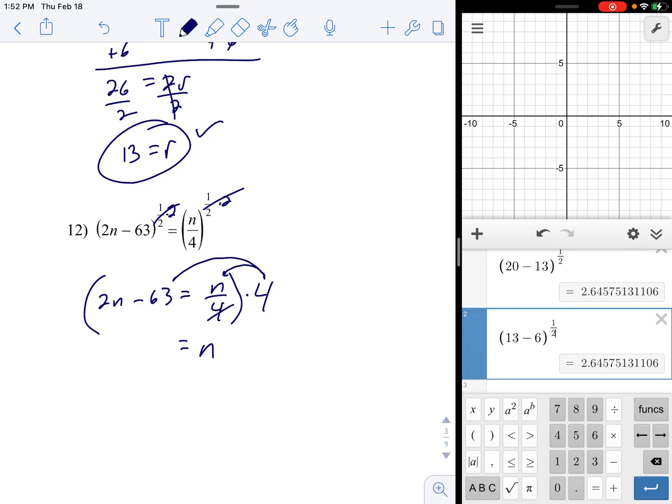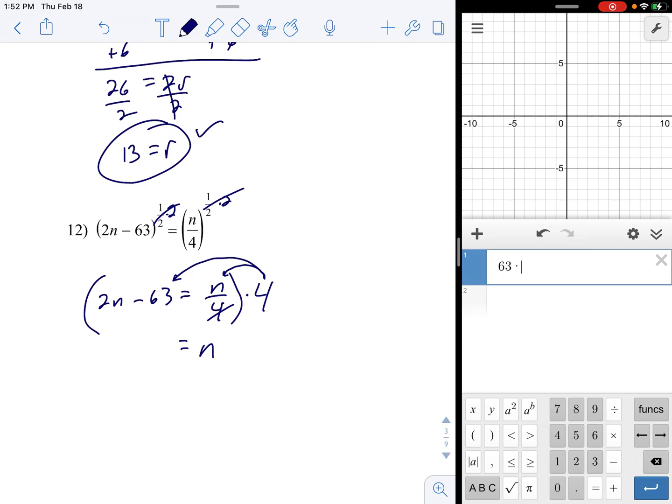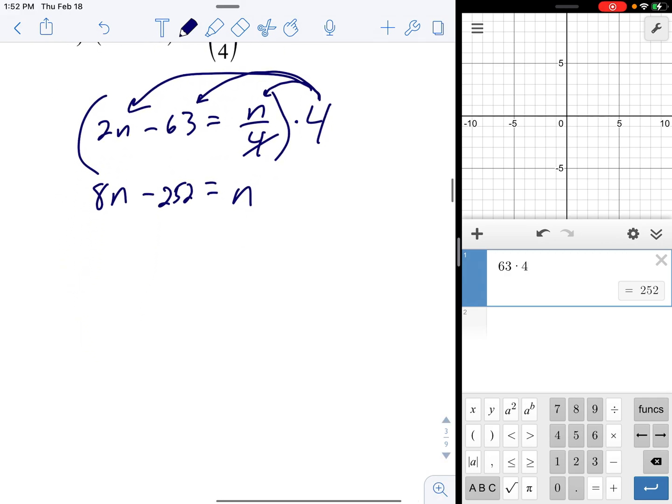But then you also have to distribute to here, which I can't do 63 times 4 in my head. 63 times 4 is 252. And then distribute to here. 4 times 2n, that's 8n. I can do that in my head.